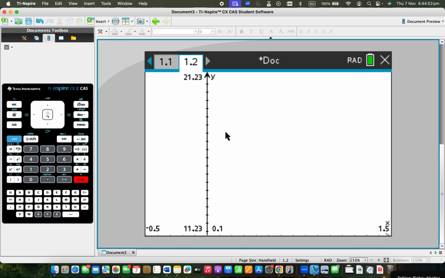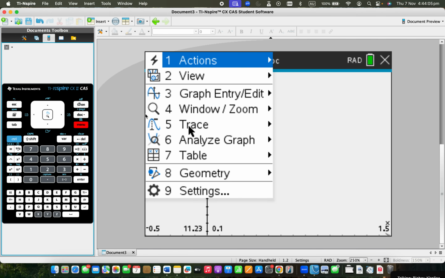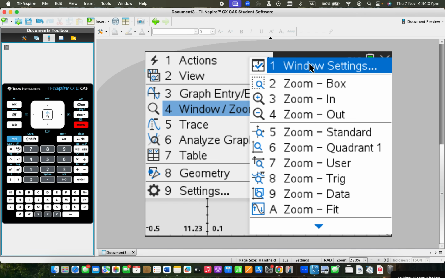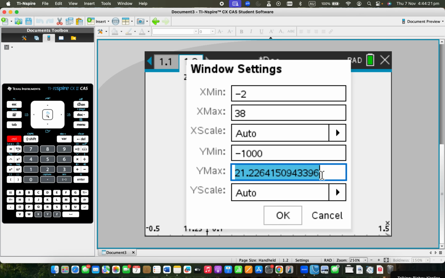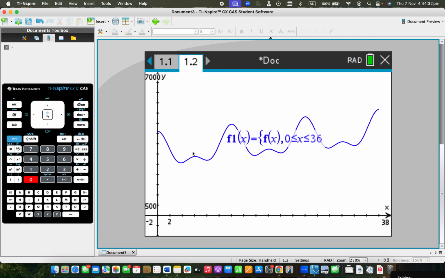Now, the window that we want to use, we'll make it the exact same as what we've been given on the grid. So the x values are going from 0 to 36, but I'll just go -2 to 38, so just 2 above and below. The y minimum, that's going from 0 to 6,000, so I'll go -1,000 to 7,000. And then this scale, we can go up by 2s, and this scale we can go up by 500s, which is what the grid looks like.